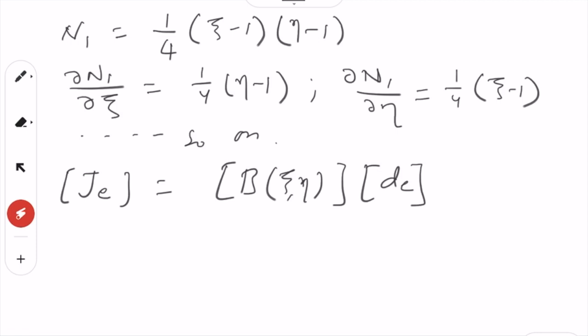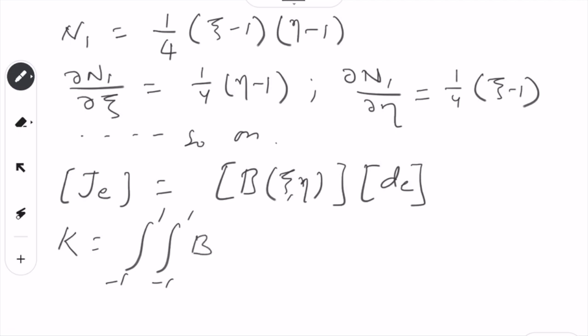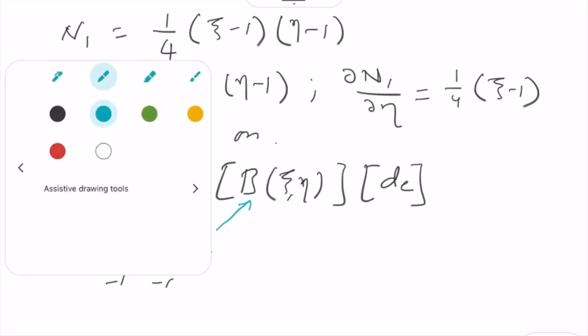So basically you can also write the K will be in terms of, so minus 1 to 1, minus 1 to 1, and then we got B matrix. In terms of B, we can write, so when we are saying B, that means we are talking about this B. So I will make one arrow here. We are talking about this B only, in terms of xi and eta only.